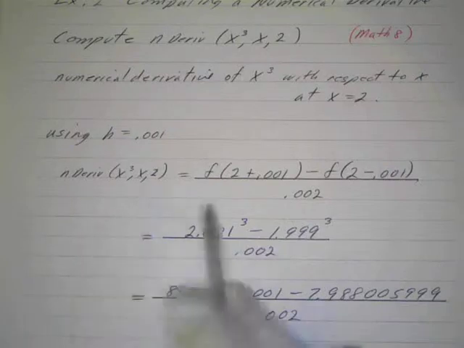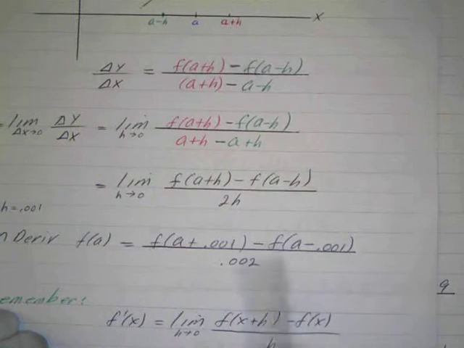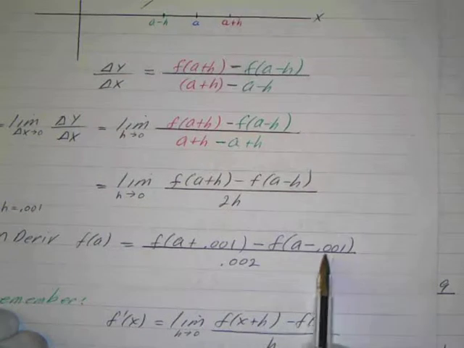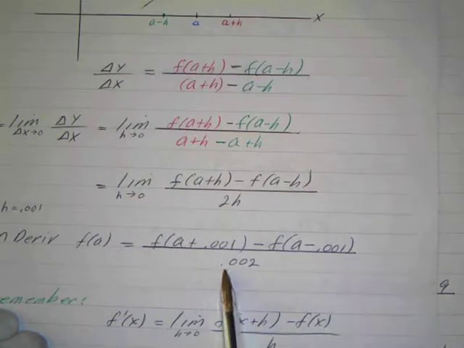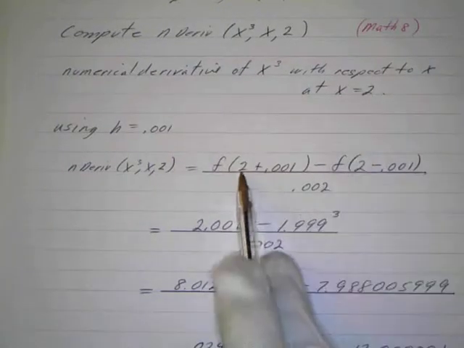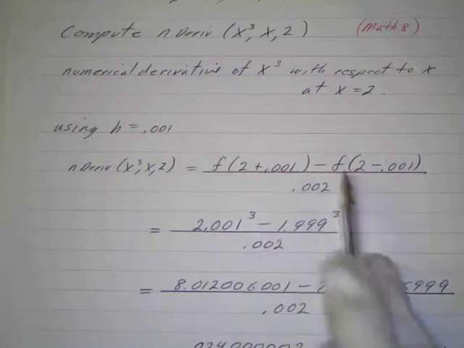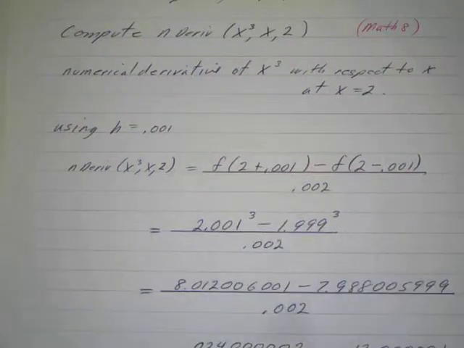And then we're going to use, just like we did over here, f of a plus 0.001 minus f of a minus 0.001, and that's going to be over 0.002. So our point is going to be 2, so we just put 2 in. So 2 plus 0.001, that's f of 2 plus 0.001, minus f of 2 minus 0.001, all over 0.002.